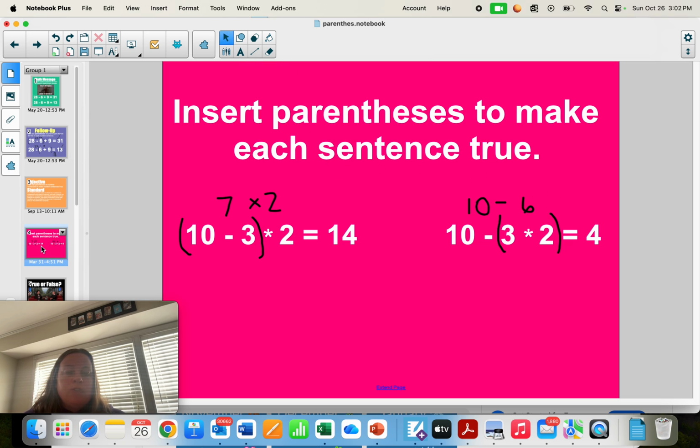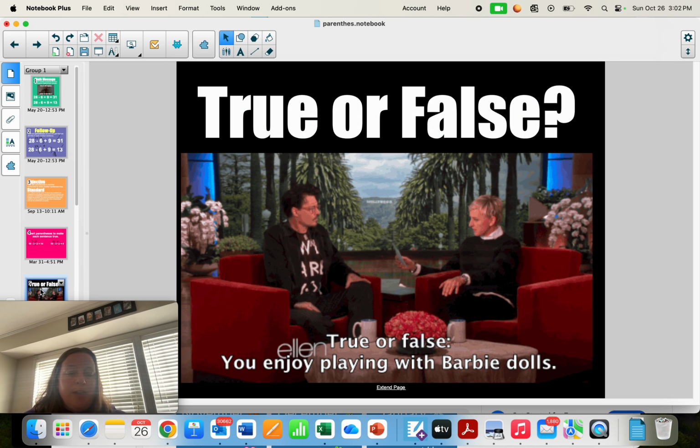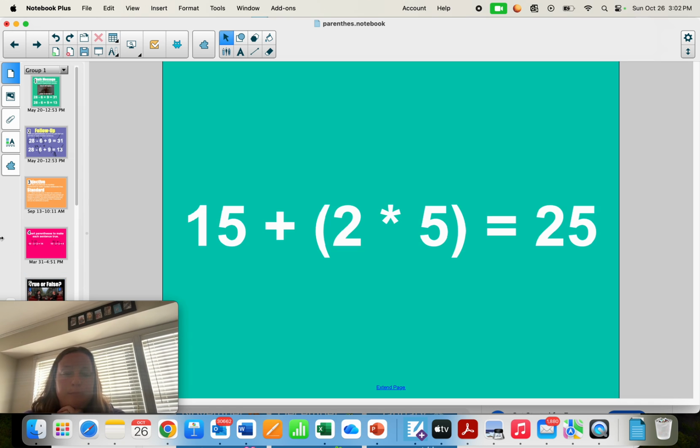So now what I want you to do is get your boards and markers with me, okay? And we're going to look at a couple and we're going to decide, are they true or are they false? So looking at the next one, 15 plus 2 times 5 in parentheses equals 25. Okay, well, let's see. We're going to do this one together. Go ahead and write that out on your board or on your scrap paper for me. Okay, so just copy that down.